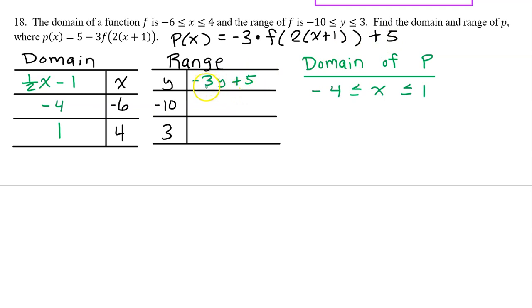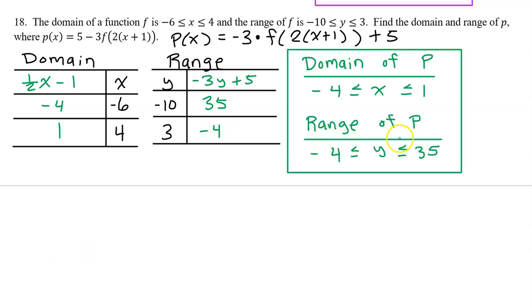So -3 times 10 is 30, plus 5 is 35. -3 times 3 is -9, plus 5 is -4. So the range of p will be like this. Make sure you put these in order from least to greatest.